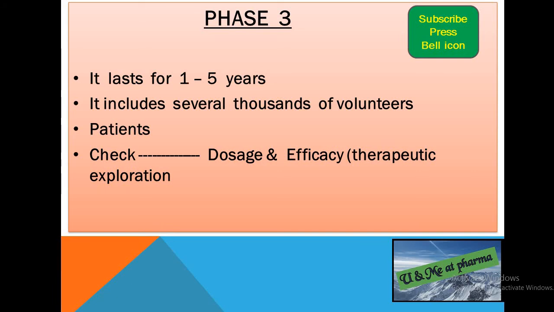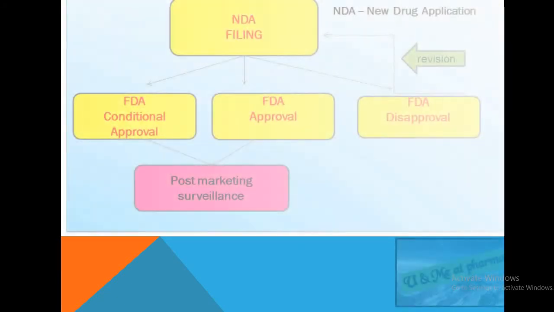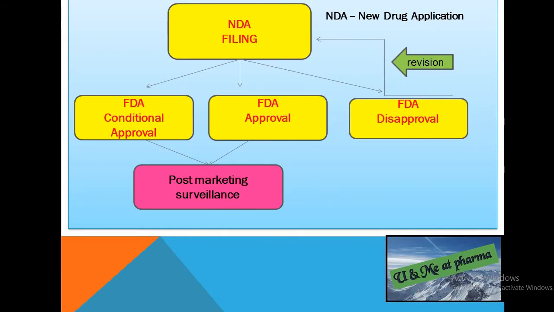So these are the 3 phases, and after these 3 phases, what are you thinking? Phase 4 might start again? No. Before this, a drug needs to pass another stage. That's called NDA filing. What is this NDA filing? Previously we learned IND, that's investigational new drug. But here we have another application called NDA, that is new drug application.